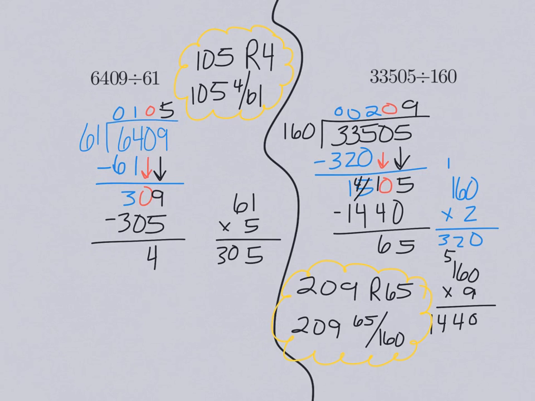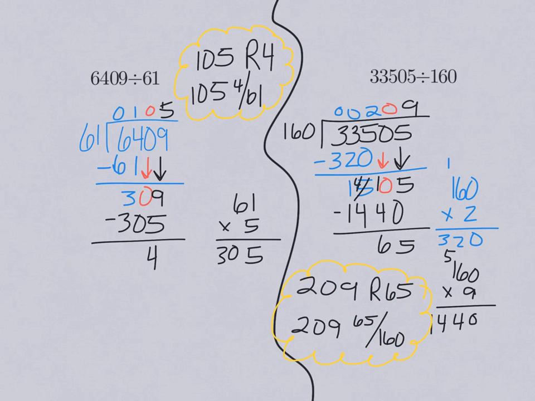Let's see how you did. For this first problem, I got an answer of 105 remainder 4, or 105 and 4/61. And for the second problem, I got an answer of 209 remainder 65, or 209 and 65/160ths. We definitely could simplify that fraction, but that is not our main concern right now, so I thought I would let it go.